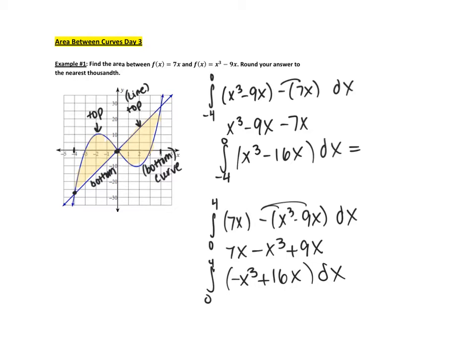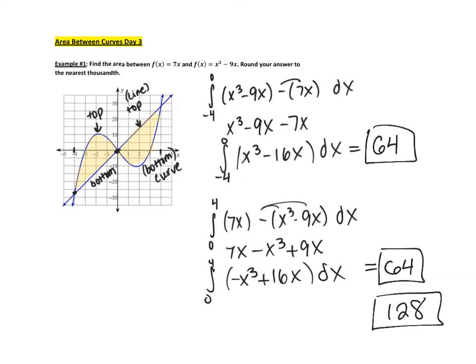Okay, so for the first one, I got 64. And for the second one, I got 64 as well. So if we take this 64 and add it to this 64, we get 128. And this is my final area.